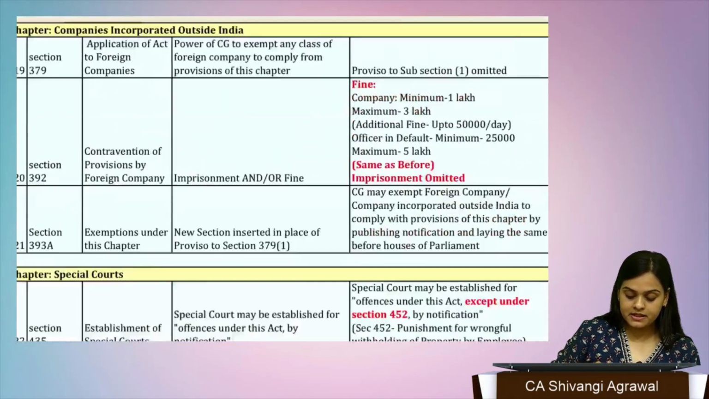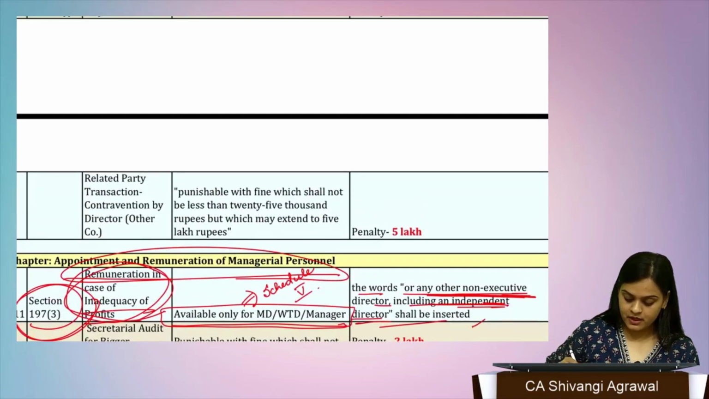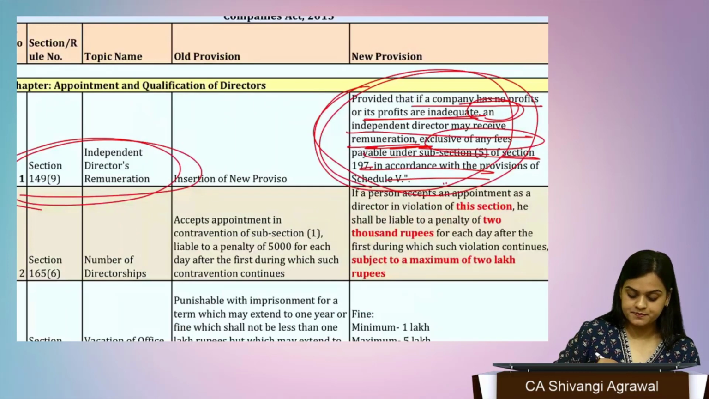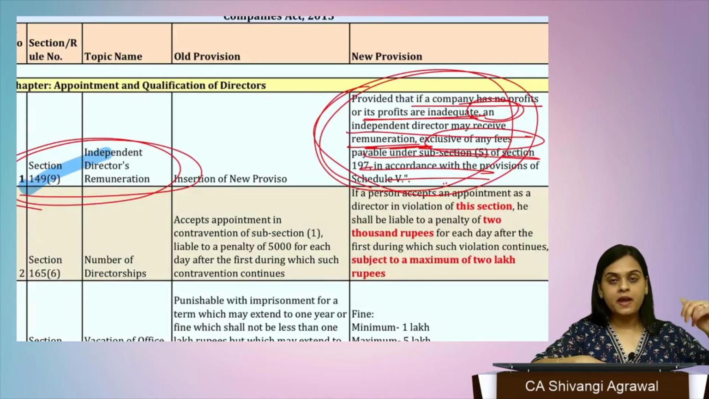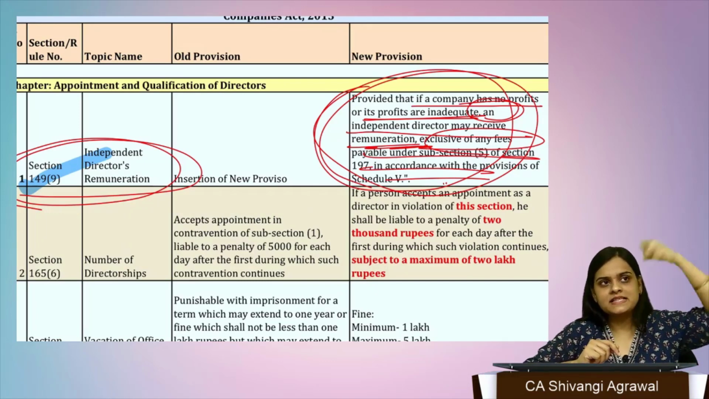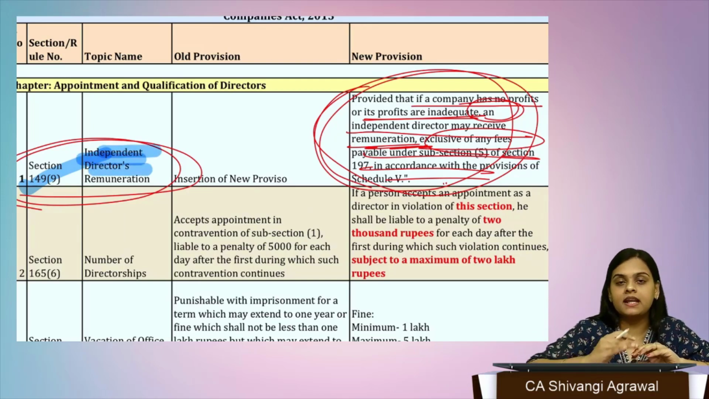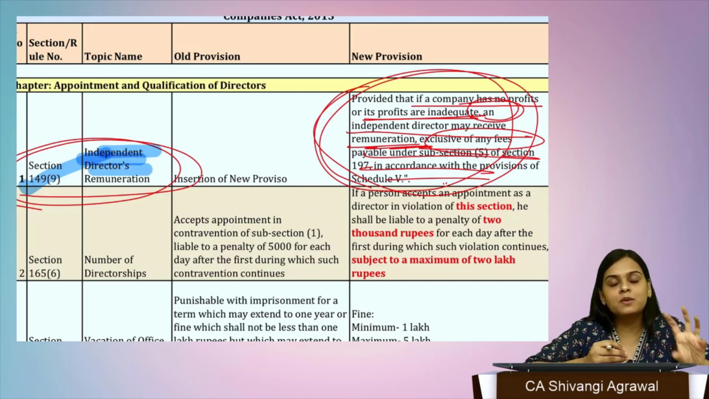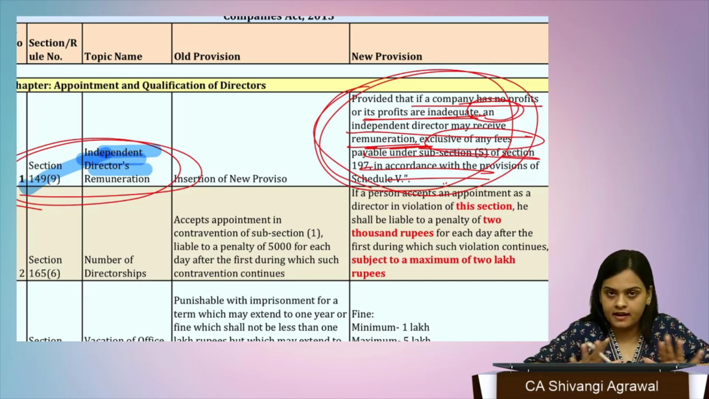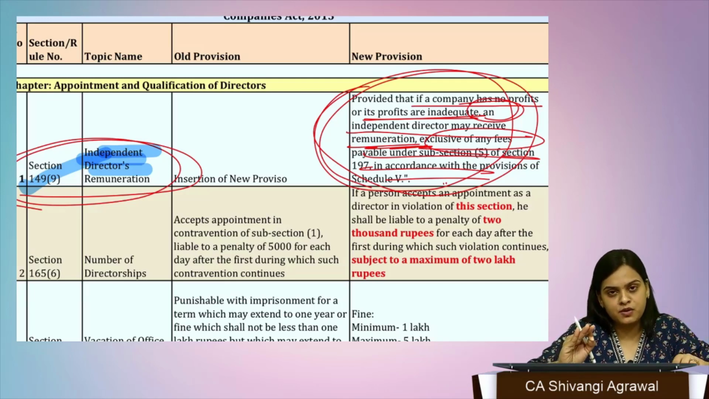Then in section 197, in section 149. Okay. So this also we have discussed, and here, with respect to the remuneration of non-executive directors, which includes independent directors, this section 149, it is basically the section of independent directors only, right? So here I was discussing just about independent directors, but that does not mean that this remuneration is available only for independent directors. Okay, it is available now for all sorts of non-executive directors, including independent directors. Clear? So now they can be paid remuneration even in case of losses.